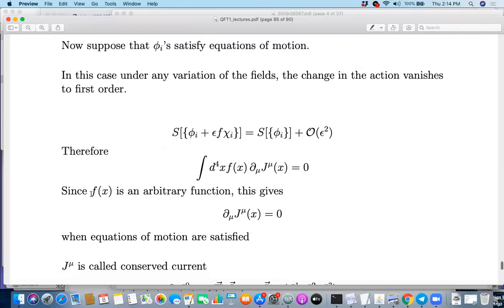And now we can use the fact that f of x is an arbitrary function to conclude that this must vanish. So for example, you could have taken f to be a 4-dimensional delta function located at say x equal to x naught, delta 4 of x minus x naught. Then you will get del mu j mu at x naught. So del mu j mu at x naught must vanish. But x naught can be anything. So that basically says del mu j mu vanishes everywhere, at every point in space-time. Is this clear?